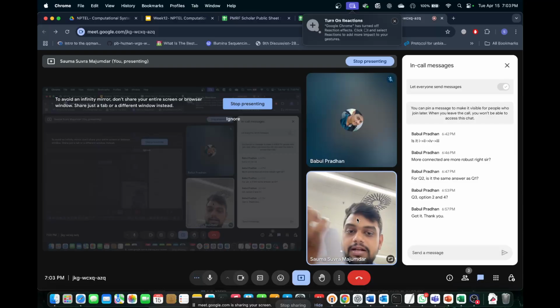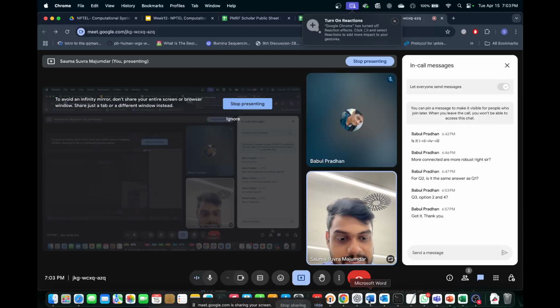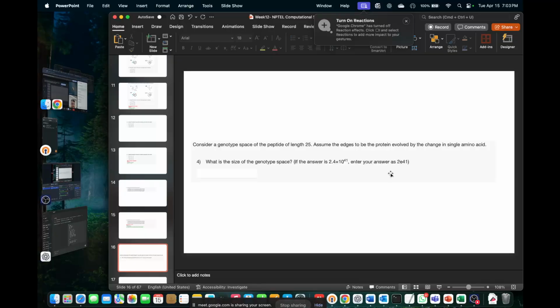Now you are told, where's the question? Length of the peptide is 25. Now you are told to get the size of the genotype space in which the protein will be evolved by a single amino acid change. Now the length of your peptide is 25, and at each of those 25 positions you could have 20 amino acids because there are 20 essential amino acids. So the total number of possible combinations will be 20 to the power 25.